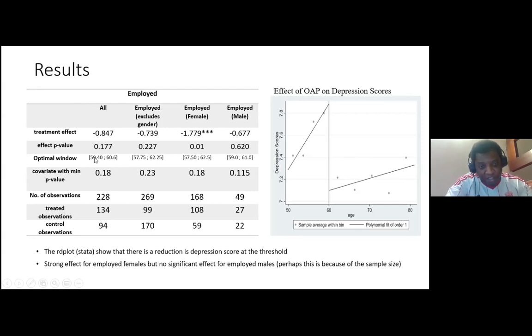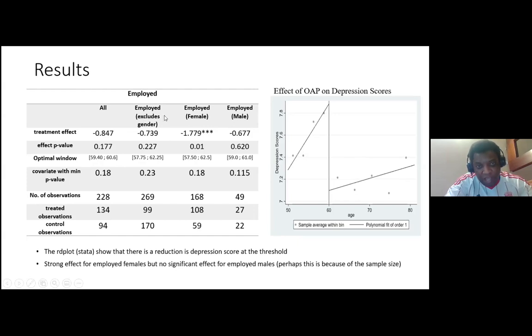Optimal window here just gives us the age limit. So this runs from 59.4, those who are 59.4 years old, to 60.6. So this is a very small window, and we have only 228 observations in that window. So that may explain why the standard error is large compared to the estimate itself.